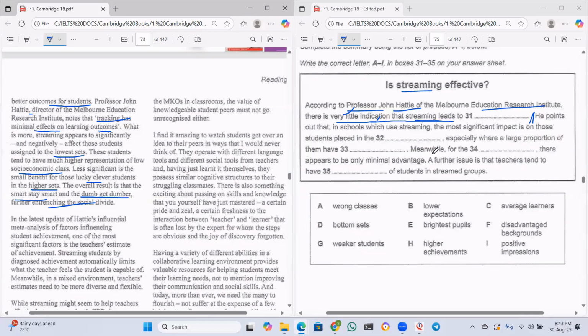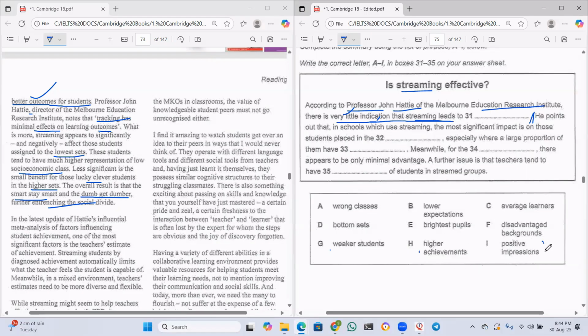So what is the correct synonym for better outcomes? Wrong classes? No. Lower expectations? No. Average learners? Not at all. Bottom sets? No. We need better outcomes. Synonym for better outcomes. This is the word. Better outcomes. Brightest people? No. Disadvantaged background? Not at all. Weaker students? No. Higher achievements. Okay. Better outcomes. Higher achievements. Is it matching, guys? Matching or no? Better outcomes. Higher achievements. Yes.